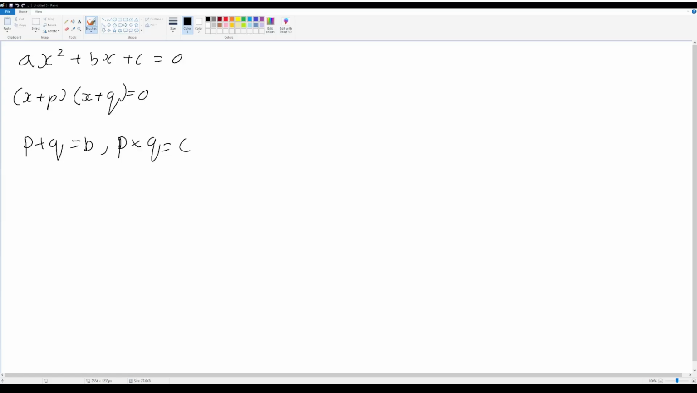There are three main ways to solve the equation, which are factoring, completing the square, and of course using the formula. So let's discuss factoring first.